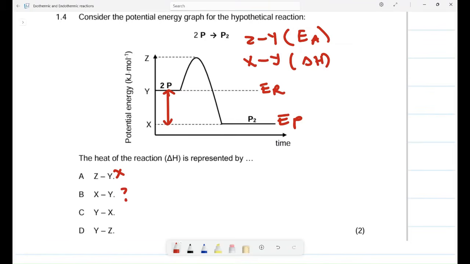Let's check Y minus X. Can you see the difference between this X minus Y and this Y minus X? Y minus X is the energy of the reactants minus the energy of the products. And we know our change in H formula says it is the energy of the products minus the energy of the reactants. So this one is not correct. Y minus Z, no. So the correct answer is B. When you want change in H, it is always the energy of the product minus the energy of the reactants. Do not confuse that.